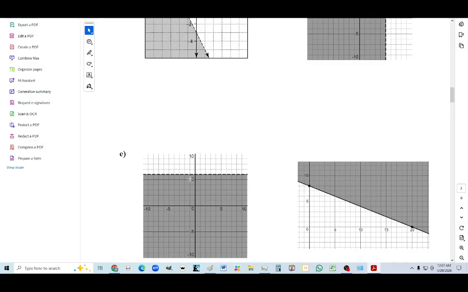This is all values below y is equal to 6, or sorry, yeah. Y is smaller than 6. This one's x smaller than 5. This one, we'd have to figure out the x-intercept at 20, y-intercept at 8 to figure it out.